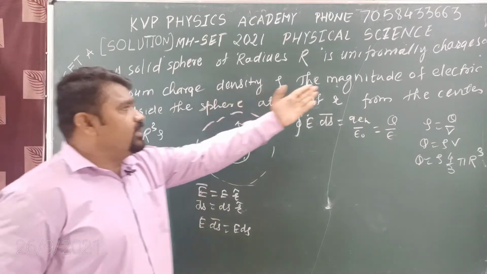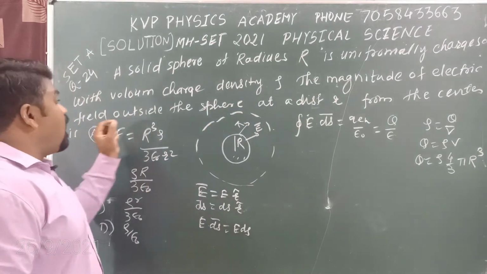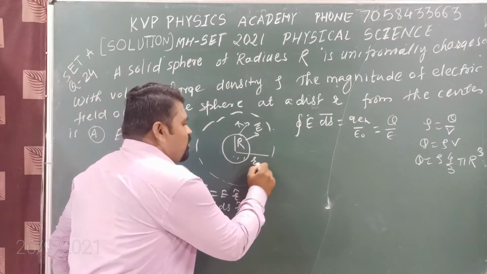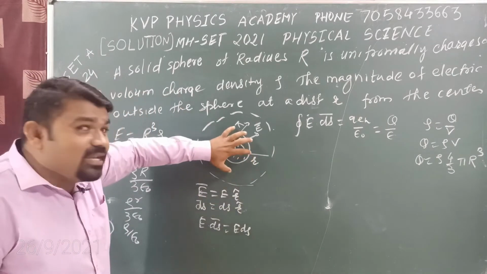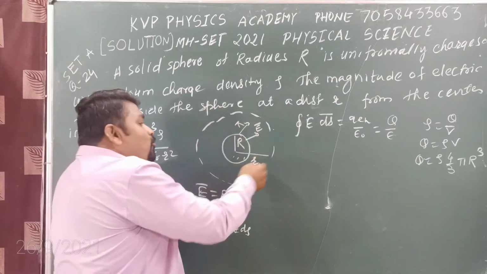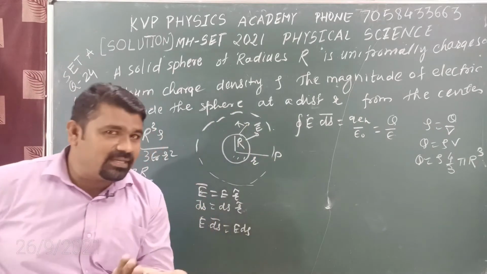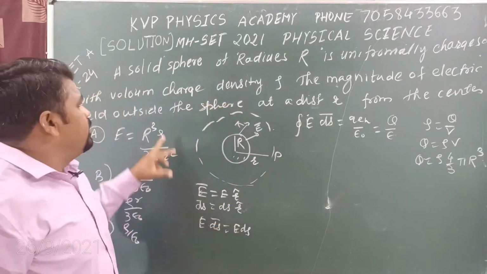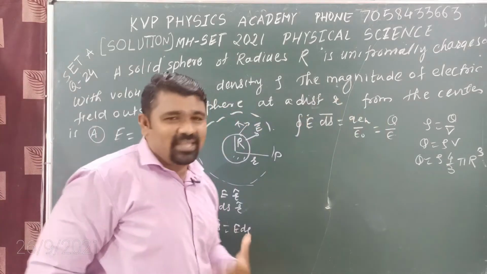What is the magnitude of the electric field outside the sphere at a distance small r? The sphere is present up to here only. This is a point where we can find the electric field. Now we can draw the Gaussian surface at point P. What is the distance r from the center?